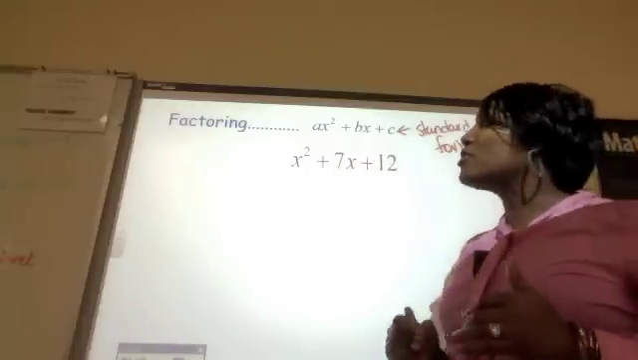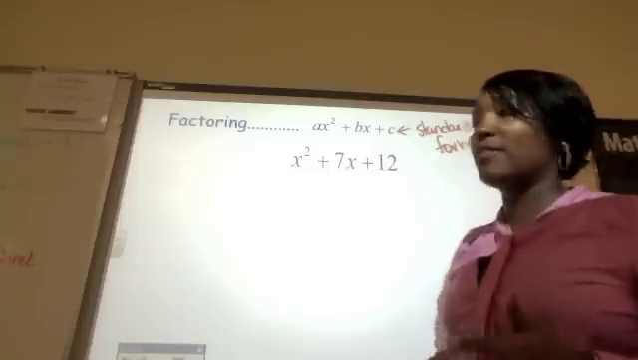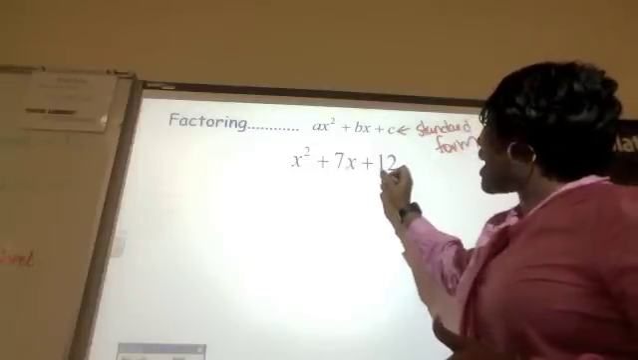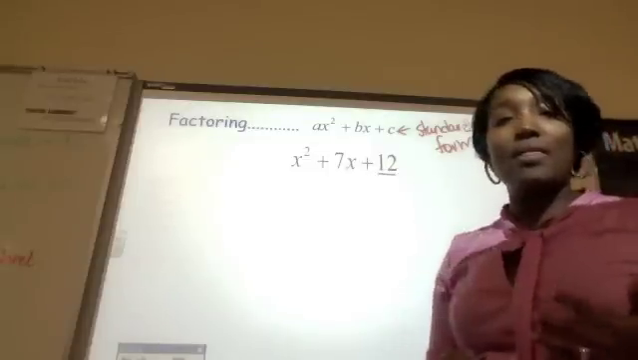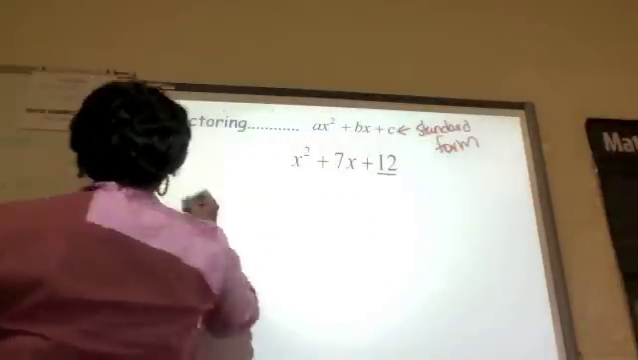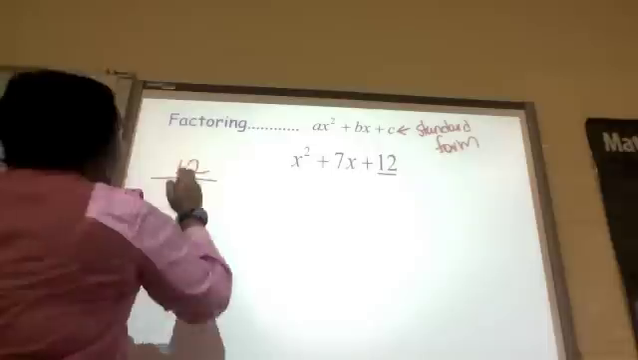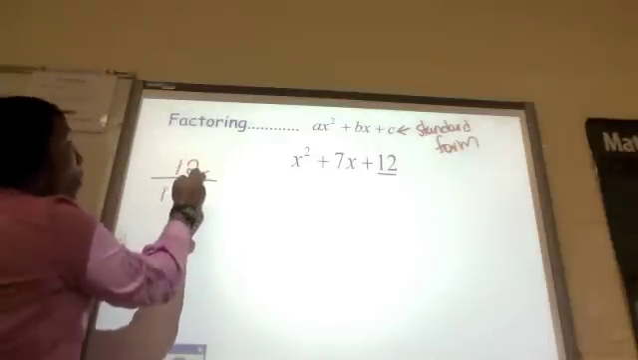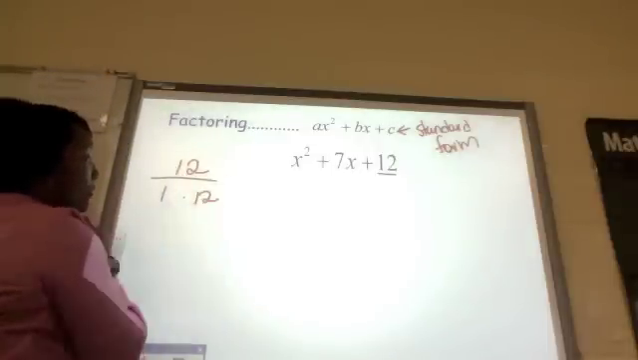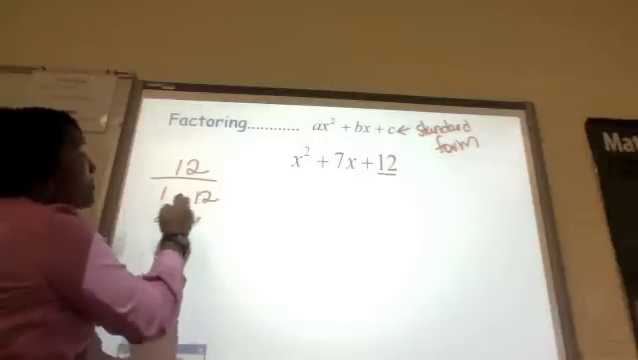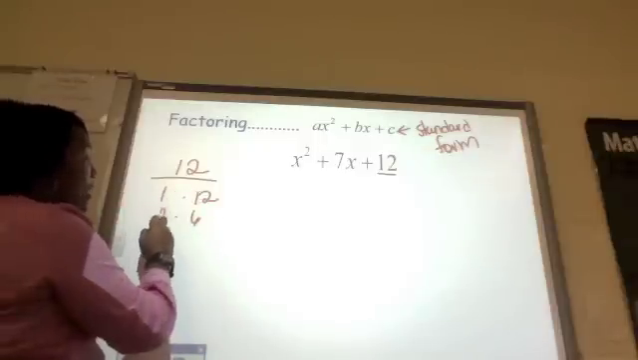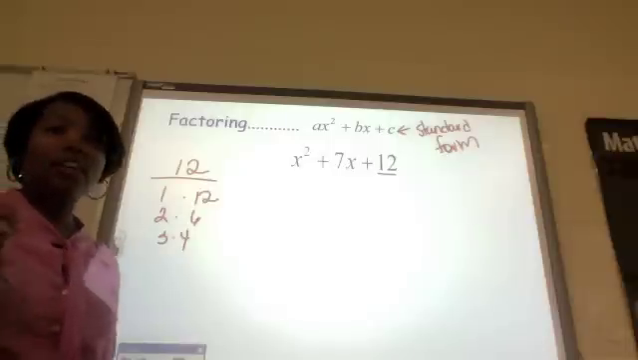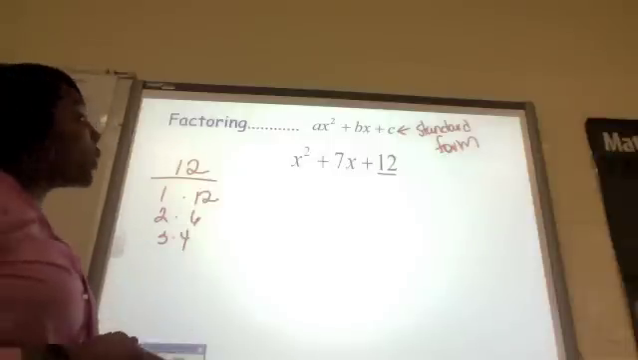Okay, so the first thing that we're going to need to do to factor is look at the last number and find the factors of 12. And I would like for you to write them like this. We have 1 times 12, we have 2 times 6, and 3 times 4. Okay, these are all of the factors of 12.